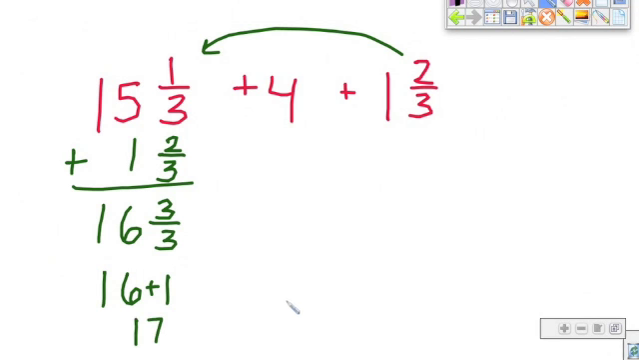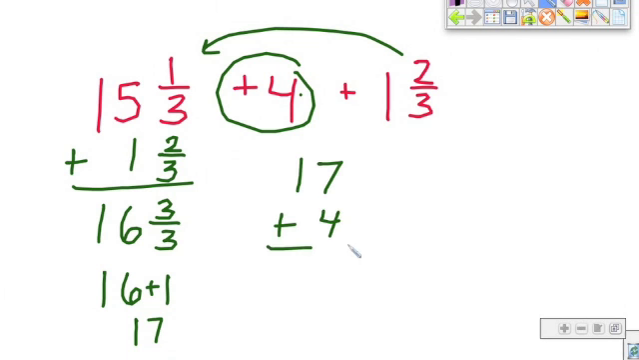Now see, by grouping those fractions together, look at the numbers I have left to add. I have this 4, and I have that 17. So 17 plus 4 gives me 21. So instead of finding common denominators for all of them and moving all around, use your properties to help you.